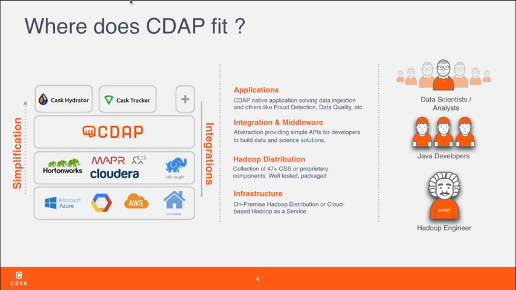So for people who don't know where overall CDAP fits in, CDAP runs on any of the distributions that are widely available in the market, plus the Apache distribution. And it can be running whether on-prem or on the cloud. So from a CDAP perspective, it's an integration middleware layer that provides an abstraction layer for developers to build these data application solutions. And these applications that are built on top of CDAP are essentially using the public APIs of CDAP.